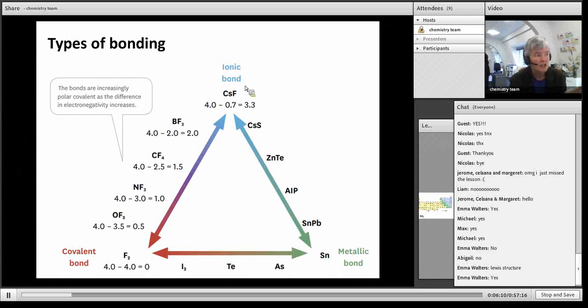And you can have the same continuum along the metallic bond, ionic bond system, and the same thing along the covalent to the metallic bond. We'll look at the metallic bond in more detail later, so I'm not going to deal with that now. What I really want to focus on is electronegativity, because we need that for polarity.